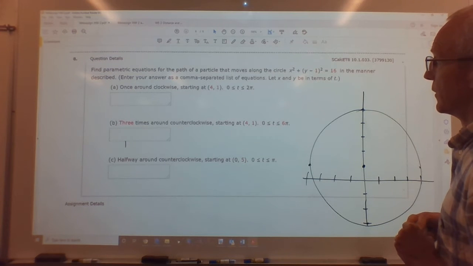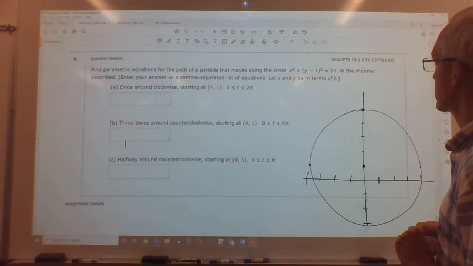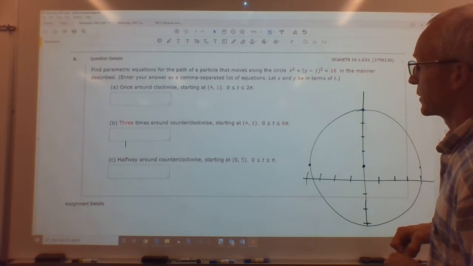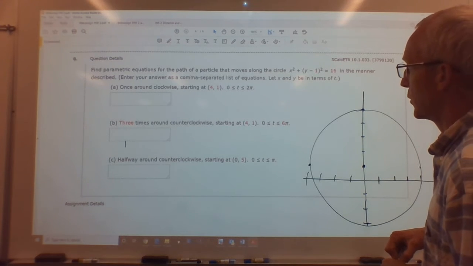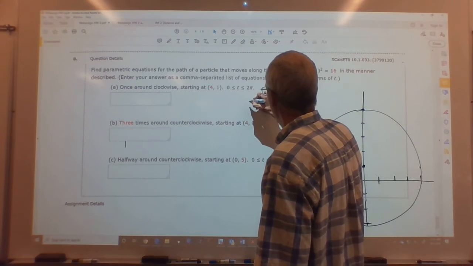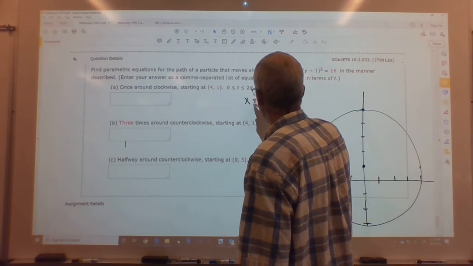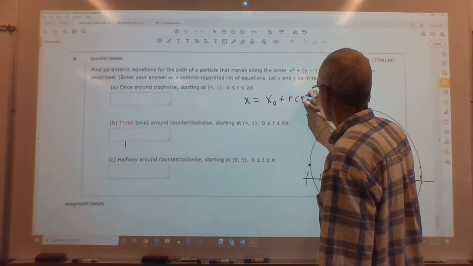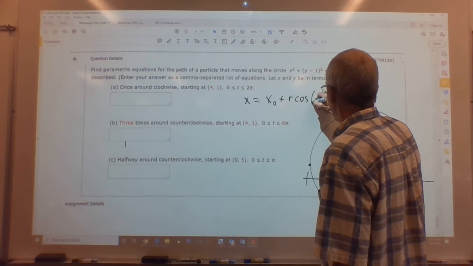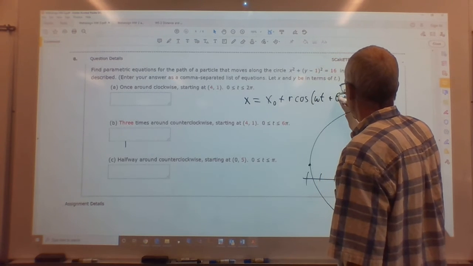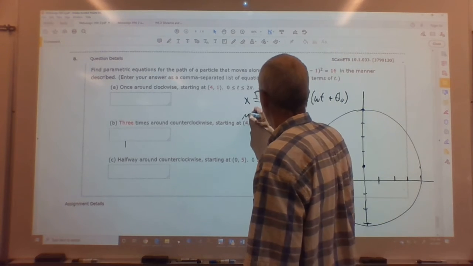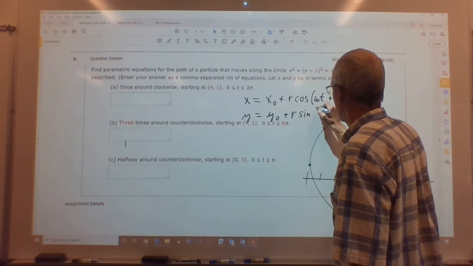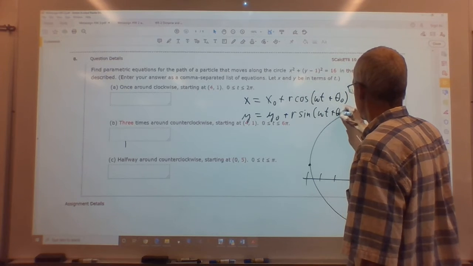So then they say, find parametric equations of the particle that goes on in the manner described. Once around clockwise, starting at (4, 1). So what we want, again, is x equals x0 plus r cosine of omega t plus theta 0, and y equals y0 plus r sine of omega t plus theta 0.